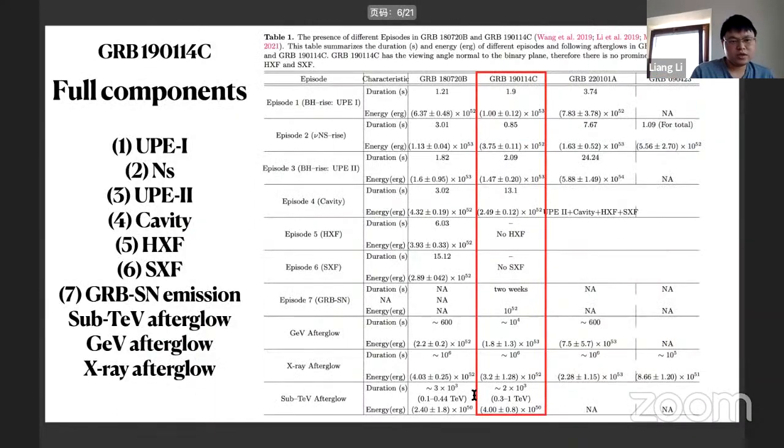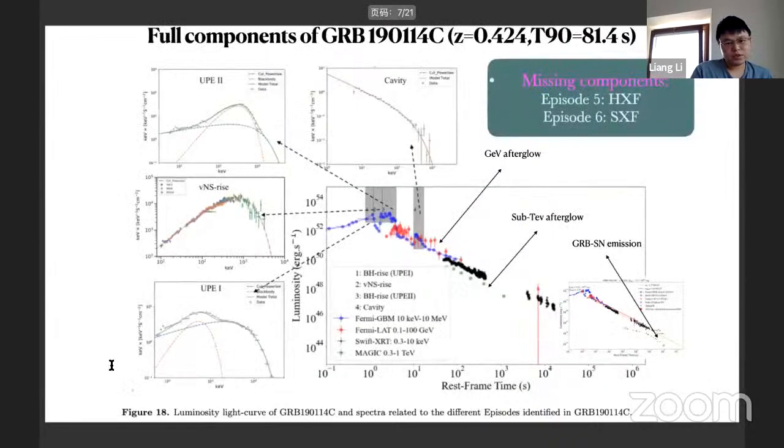The first is the UPE phase related to the formation of a black hole. Then follows a neutron star rise. Then follows the UPE2 phase, we call the main UPE phase. Then the cavity. Later, the hard and soft X-ray flares. At a later time, we might observe the GRB and the supernova associated emission in the optical band. Then we also might observe multiple lines of optical emission, like the sub-tower optical emission, gel optical emission, X-ray optical emission.